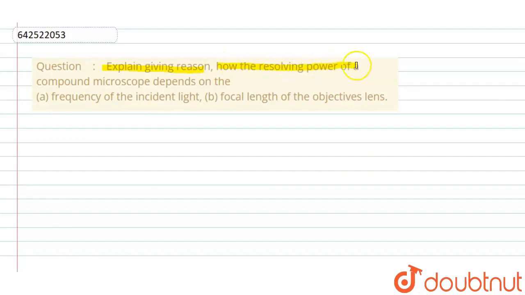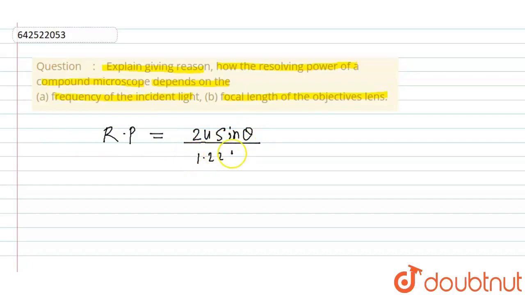the resolving power of a compound microscope depends on: a, the frequency of the incident light; b, the focal length of the objective lens. We know that the resolving power of a compound microscope is given by the formula 2μ sin θ upon 1.22 λ. Also we know λ is equal to c divided by ν, that is, frequency.